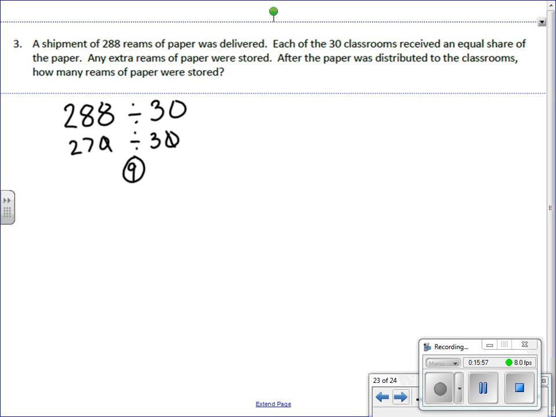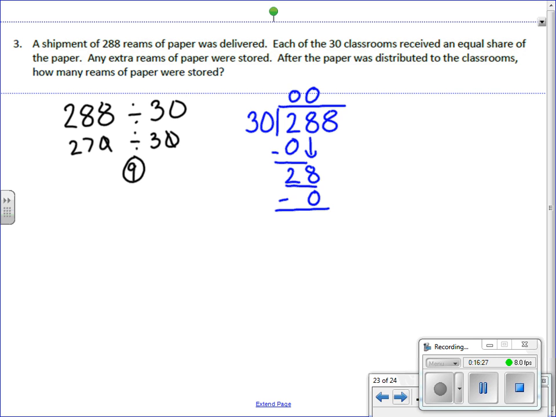Now, we're not estimating here. We want to actually know how many were stored. We don't want the estimate. We want an actual for this one. So we're going to take our 30 classrooms and divide up that 288 reams of paper. 30 cannot go into 2, so that's a 0. Subtract, we're left with 2. Bring down the 8. 30 can't go into 28, so that's another 0. Subtract, bring down the 8.